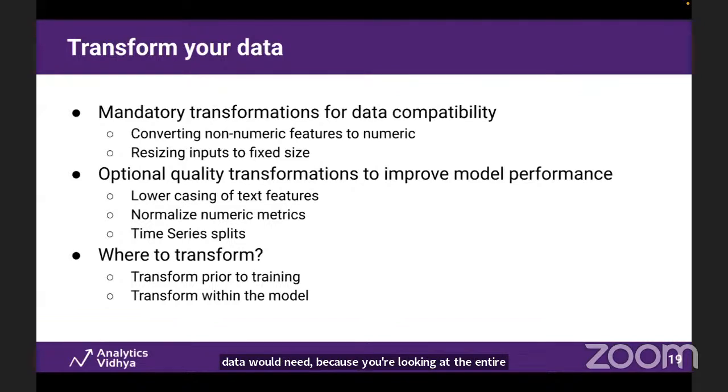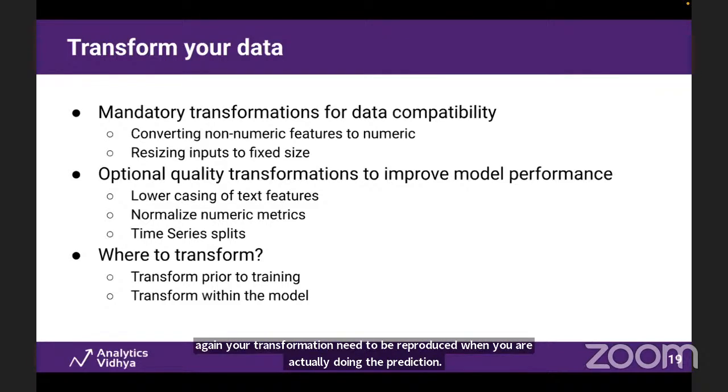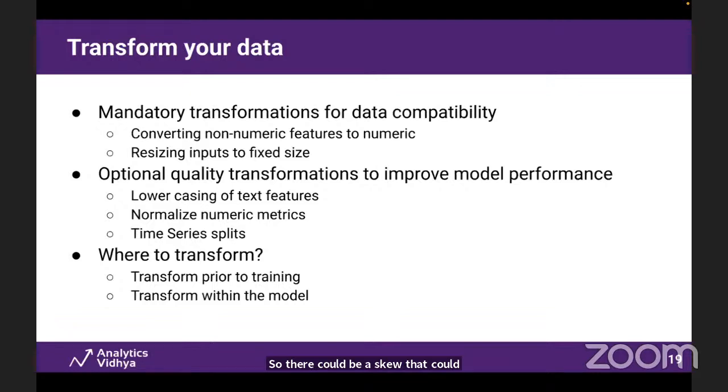But again, your transformation needs to be reproduced when you are actually doing the prediction. So there could be a skew that could happen, which you need to be aware of. And any change to the transformation would require rerunning the entire data generation process, which could lead to a slower process. So these are the things you need to consider. Skew is actually dangerous as well, something to consider.